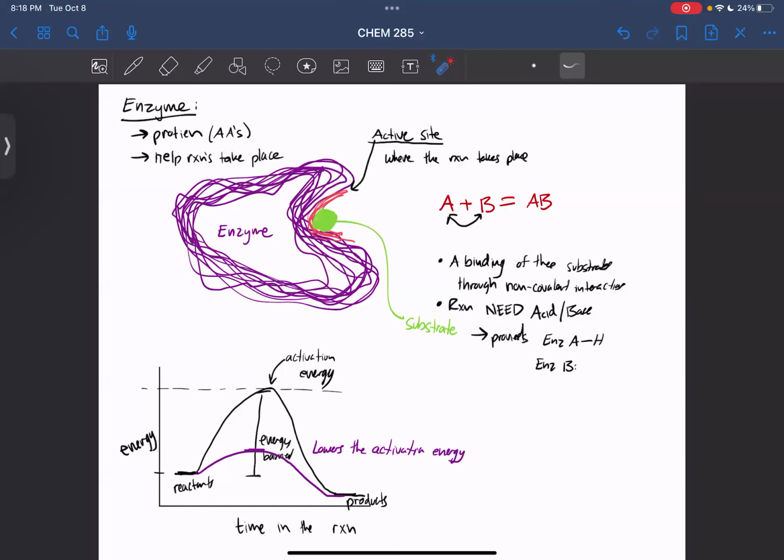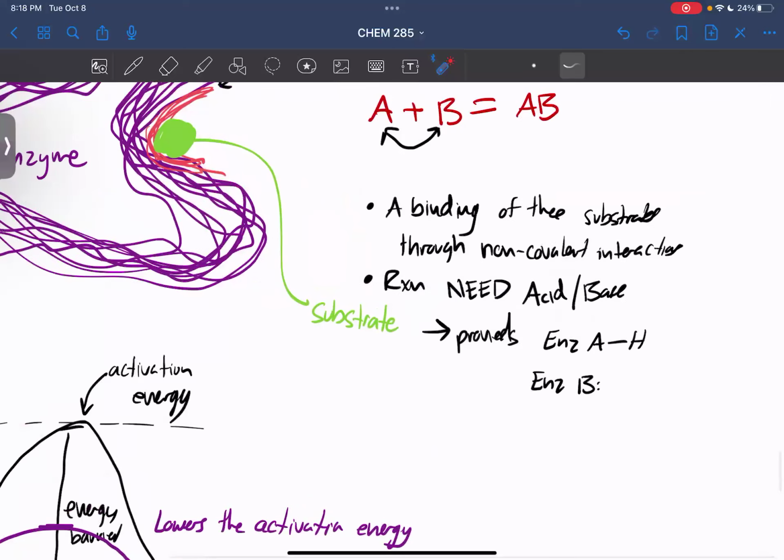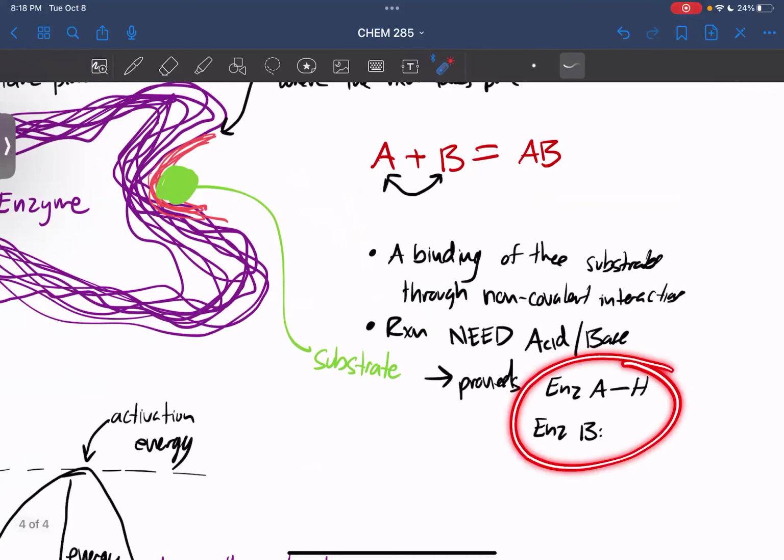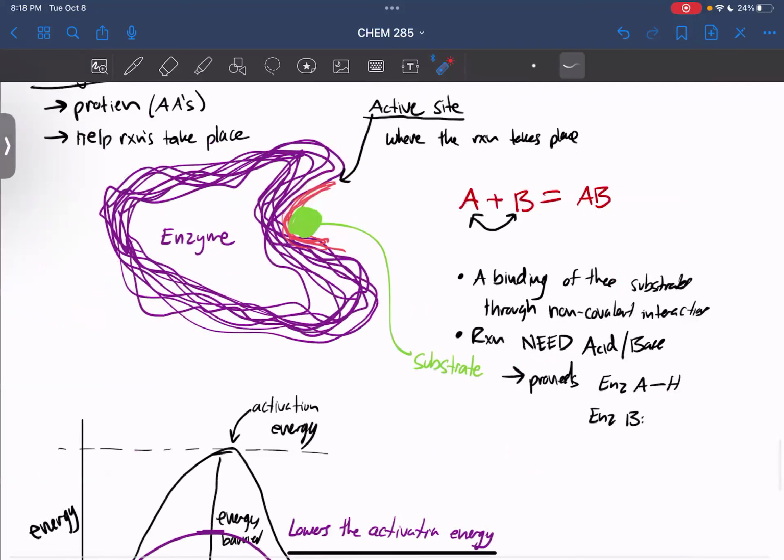And also, reactions need acids and bases. So the active site provides an enzyme acid and an enzyme base, which you'll see become way more significant shortly. Within the active site, there's an acid and a base. So A and B come together to make AB here in the active site using enzyme AH and enzyme B.